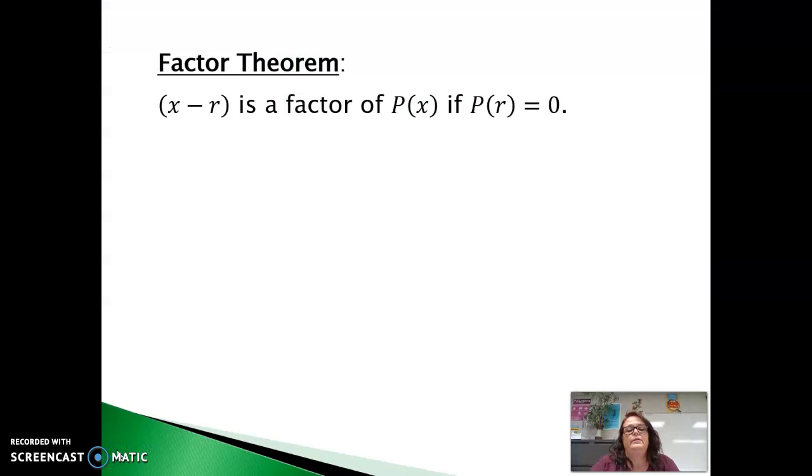So the factor theorem says that if I want x minus r to be a factor of the polynomial, then when I plug r into the polynomial, I get 0.